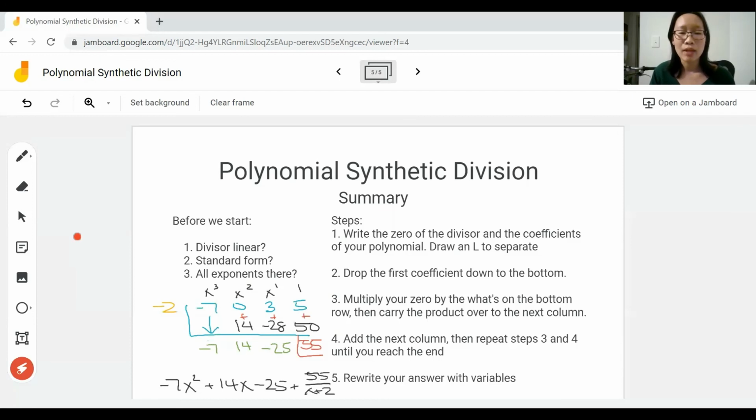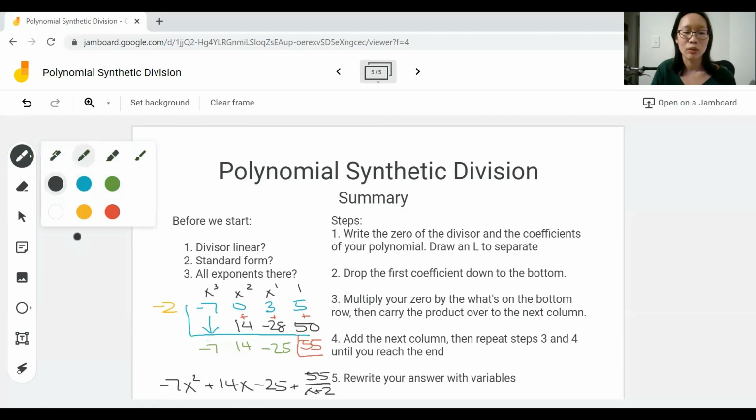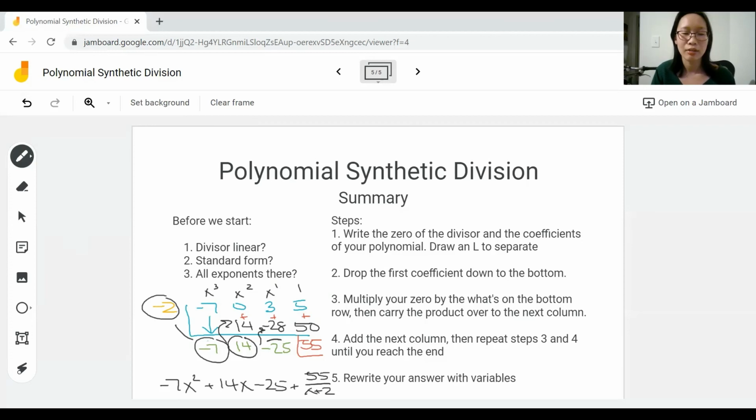So once you have all that sorted out, you find the 0 of your divisor, and you're going to write that next to your coefficients. And then you bring down that first coefficient, and then you multiply and add over and over. So you multiply the 0 of your divisor times whatever's in the bottom row, and then you carry it over to the next term. You multiply, bring it over, add down until you get to the end. Once you're at the end, then you rewrite your answer with variables, making sure that your starting exponent is 1 less than whatever you had at the beginning.